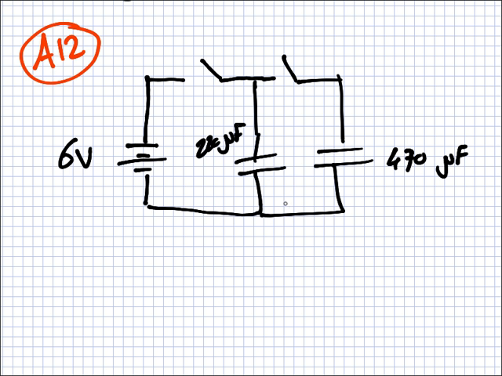When switch A is closed, switch B is left open, the 220 microfarad capacitor is fully charged. How much charge is stored on this capacitor? Okay, so that's just Q equals CV, isn't it?